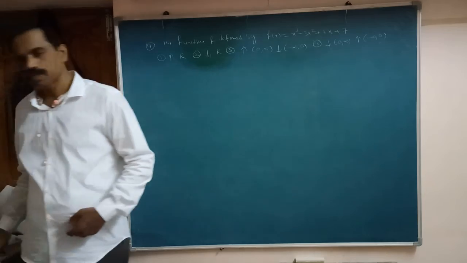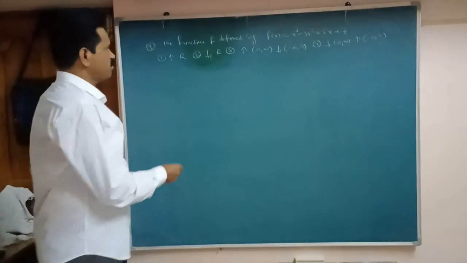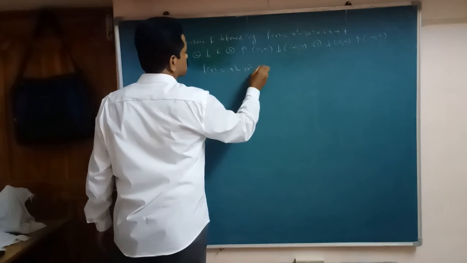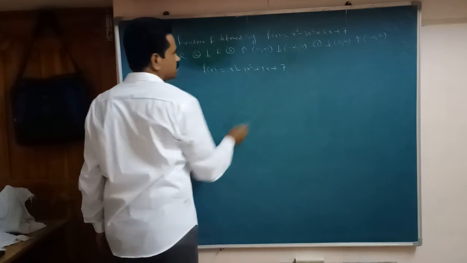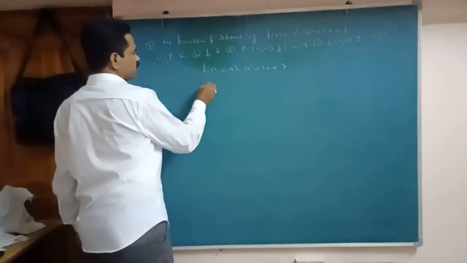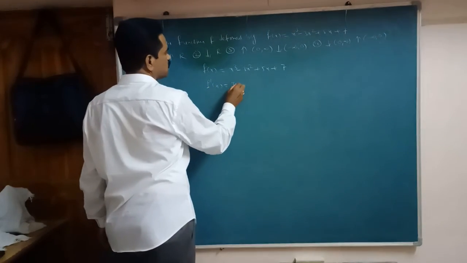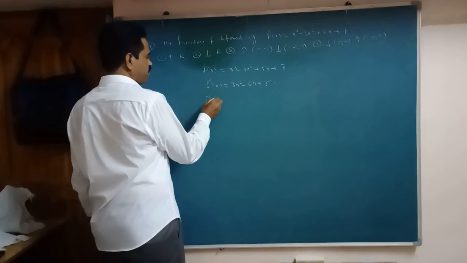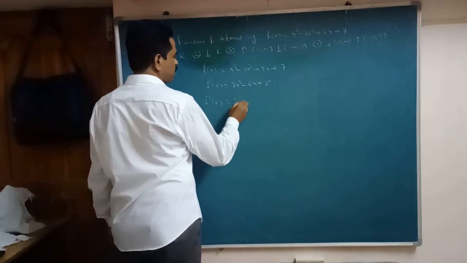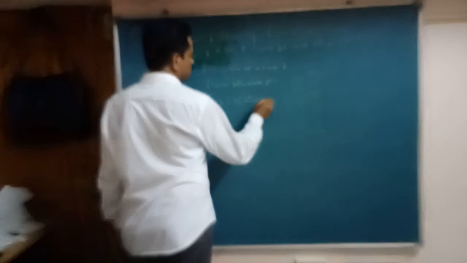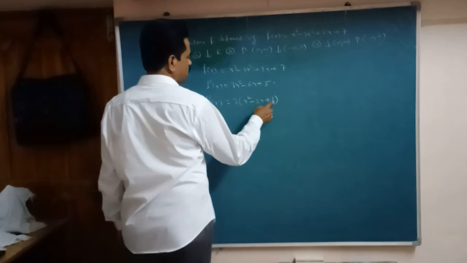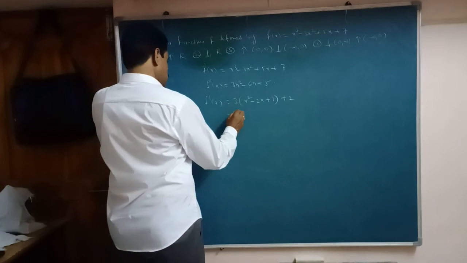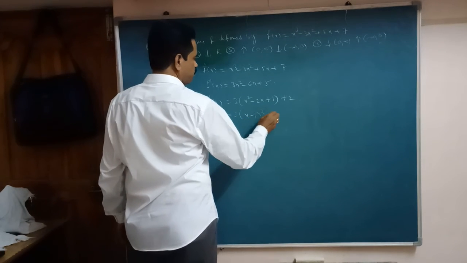See here. First we have to find f dash x. F of x is x cube minus 3x square plus 5x plus 7. F dash x equal to 3x square minus 6x plus 5. Taking 3 common, x square minus 2x plus 1, and 3 into 1 is 3, 5 equals 3 plus 2, so this is x minus 1 whole square plus 2.